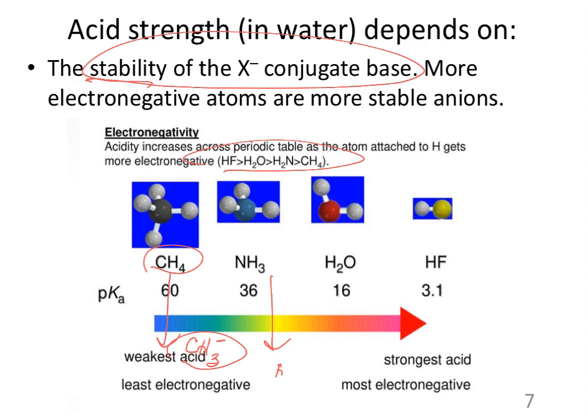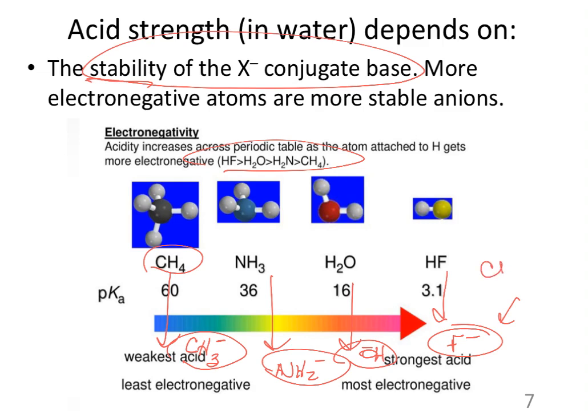Ammonia, NH3, would be left with NH2 with a minus charge. Water, if it donated a hydrogen ion, would be left with the hydroxide, and HF would be left as F minus. Now I want you to look at all these conjugate bases. Remember, we're looking for the more stable. Which one of these four would be more stable and why? Well, the fluoride ion wins. All of these conjugate bases have to accommodate a negative charge, and some of them are going to do a better job. They're happier or more stable with a negative charge.